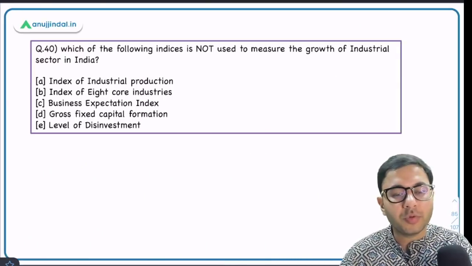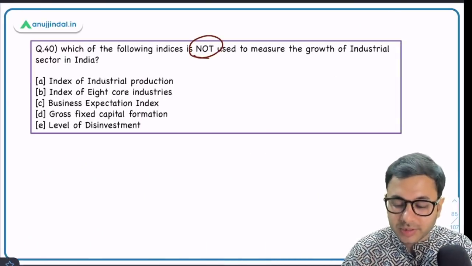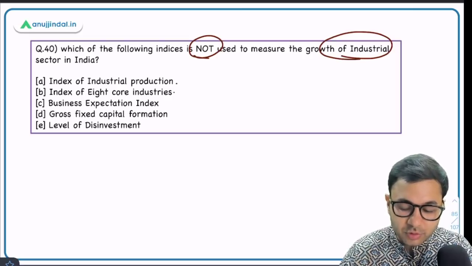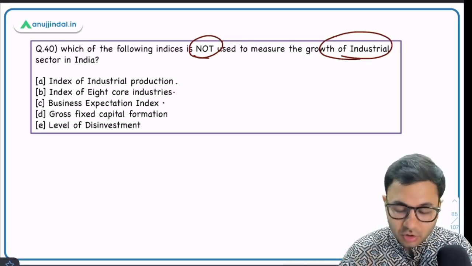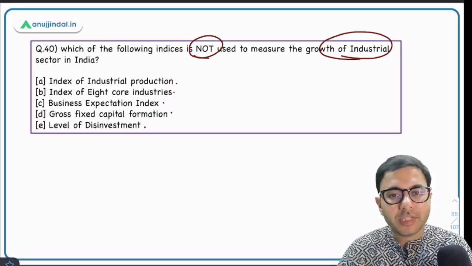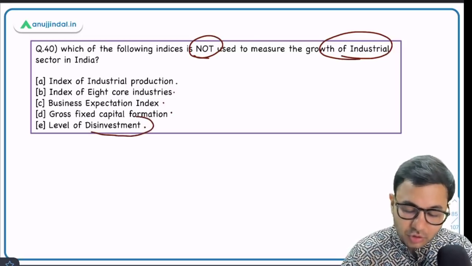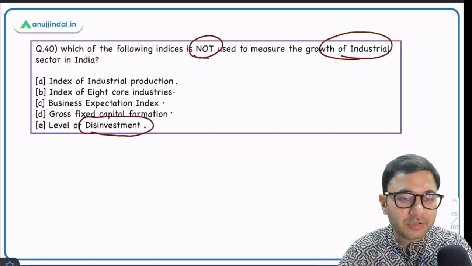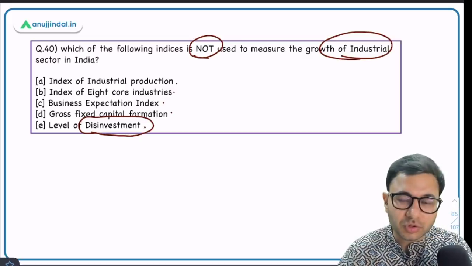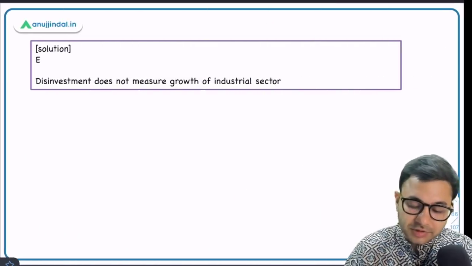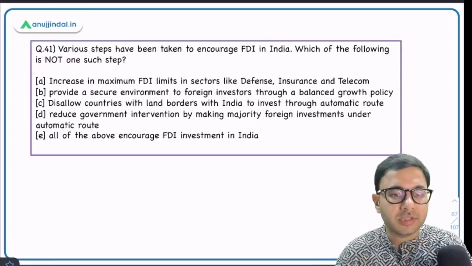Question 40. Which of the following indices is not used to measure the growth of industrial sector in India? Index of industrial production, 8 core industries, business expectation, gross fixed capital formation, level of disinvestment. You can use elimination also, you can use logic also. Disinvestment is not about industrial sector. It's about the government selling their own assets to the private sector in order to focus on the core sector. So the correct answer option is option number E. Disinvestment does not measure growth of industrial sector.